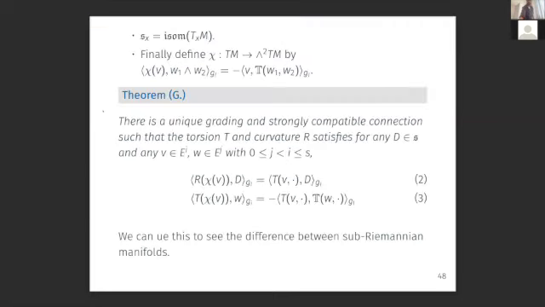this following thing here. So even though you don't have any compatible connections that are torsion-free, you do have a unique choice of connection in this setting, but only if your manifold looks the same when you zoom in. So it's very difficult to understand.